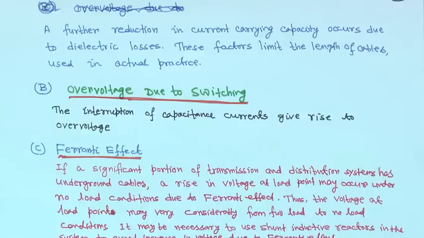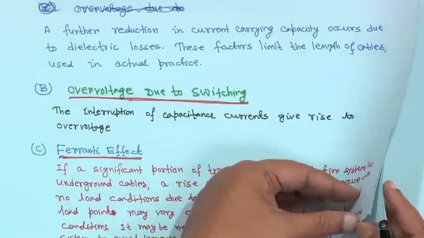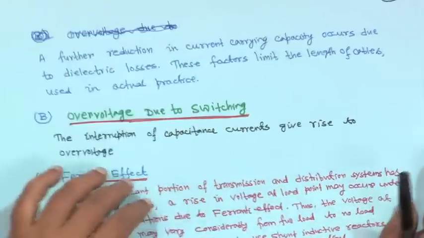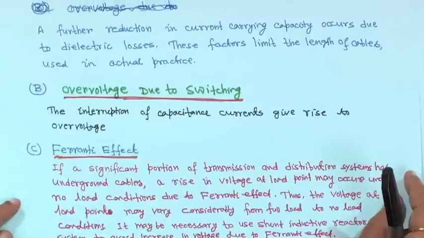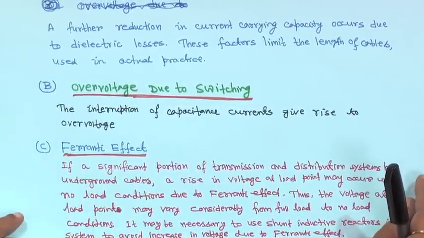Next, a further reduction in current carrying capacity occurs due to dielectric losses. If there is dielectric loss, it will also increase the temperature. So, this factor limits the length of cables used in actual practice. That means you have to consider all the factors for these different types of losses for the cables, right.